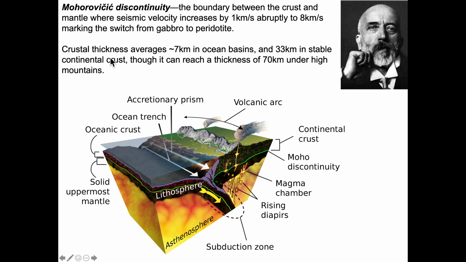The crust averages thickness of about 7 kilometers in the ocean basins, about 33 kilometers in the continental crust, and it can be substantially thicker than that in some locations. Now, your book will say something to the effect of 70 kilometers under high mountains. It's actually more like 200 kilometers thick underneath the Tibetan Plateau. And there's a reason for that, a physical reason.